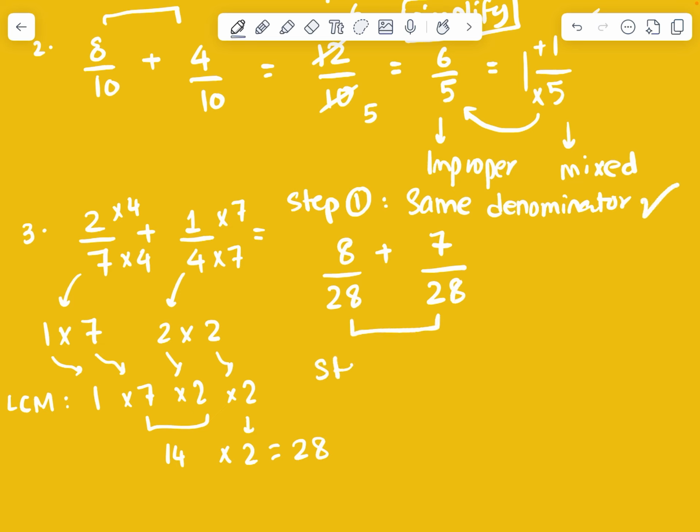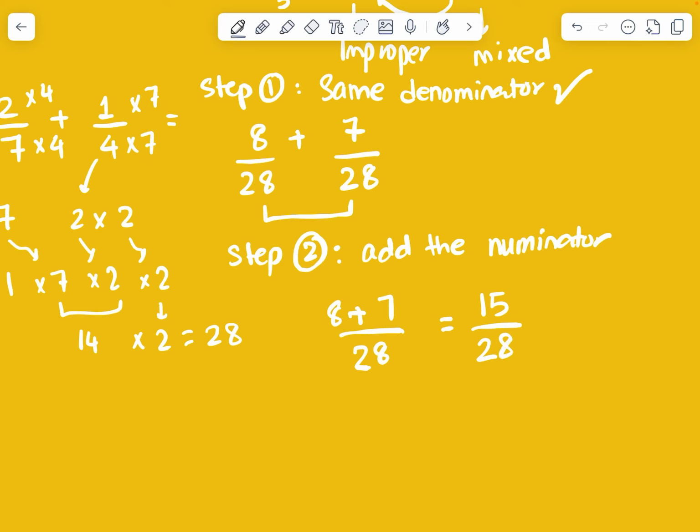What's step 2? Well, we said you have to add the numerators. So step 2 would be 8 plus 7 over 28. 8 plus 7 is 15. 15 over 28. Now, is there any times table that has both 15 and 28? No. So that's it, your answer is right there. The numerator is not bigger than the denominator, so this would stay like that. This is not an improper fraction, and this right here would be your final answer.